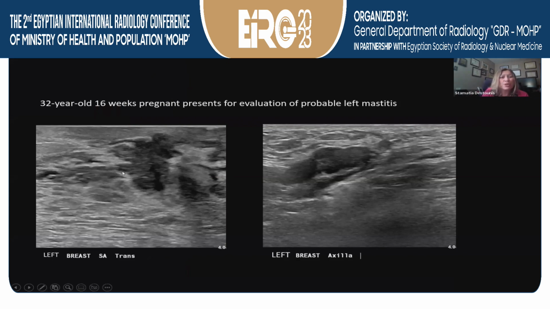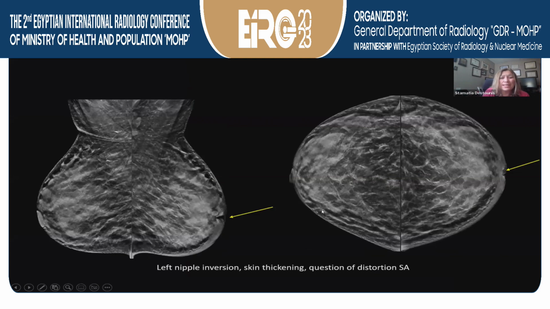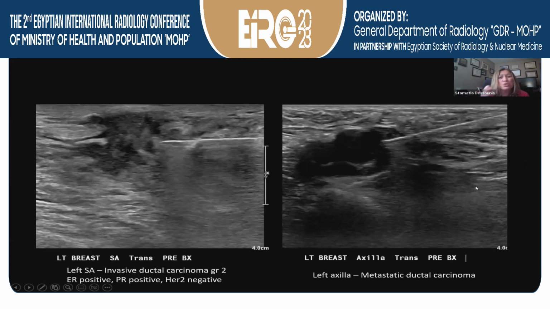This is a 32-year-old, she was 16 weeks pregnant. Her doctor thought it was a mastitis, what she was feeling. She had pain in a lump, but this was the mass that she was feeling in the subareolar area and an enlarged lymph node. And here is how she looks. There's marked skin thickening on the left with nipple inversion, maybe architectural distortion behind the nipple. So we biopsied both, and this was high-grade invasive ductal carcinoma. So we biopsied the mass and the lymph node.